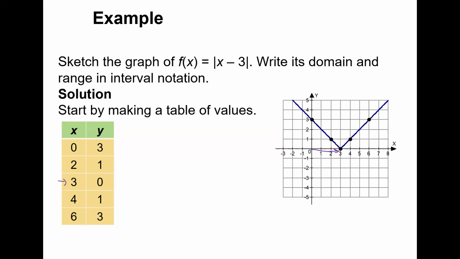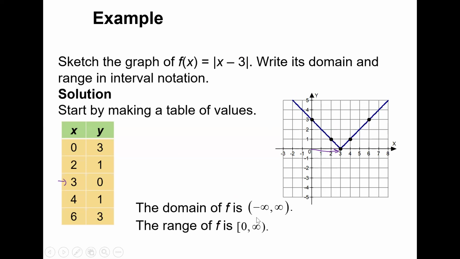All right, so now what's our domain and what's our range? Well, our domain is going to be the same thing, from negative infinity to infinity, and our range is going to be the same, from 0 to positive infinity. So that's what we have here, the domain and our range. All right, so let's stop here and we'll come back for some more.